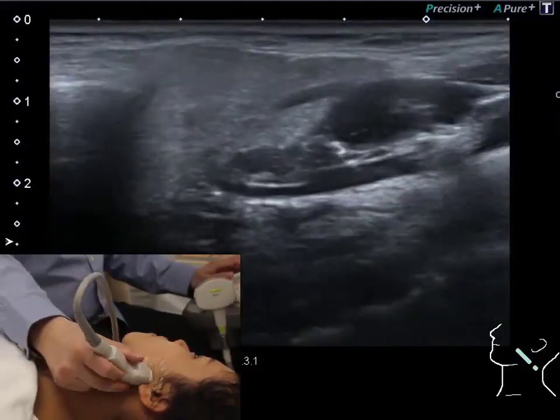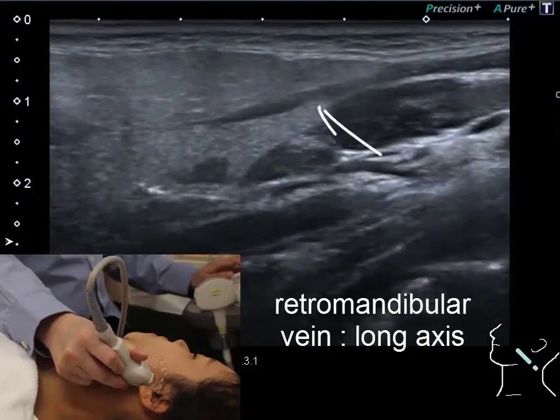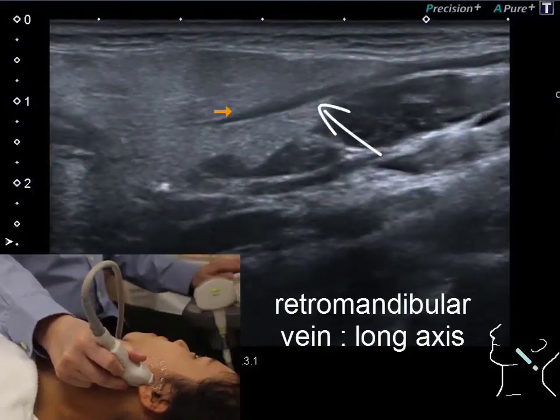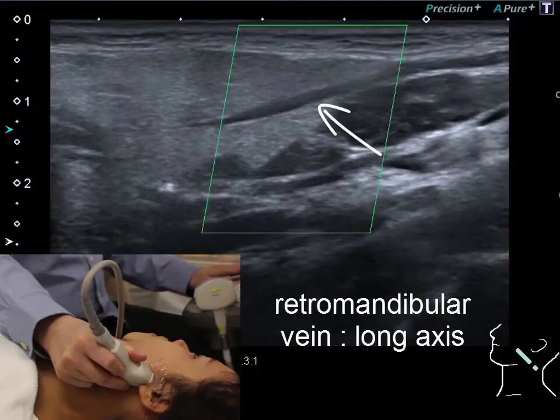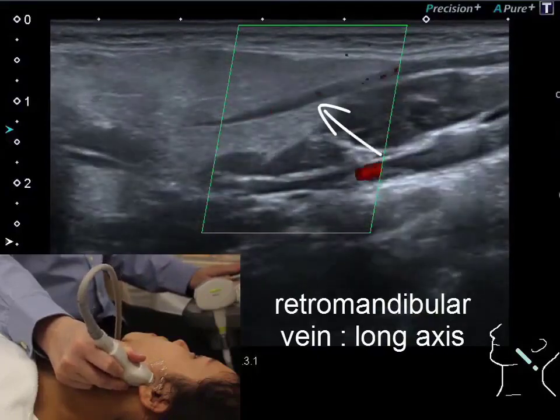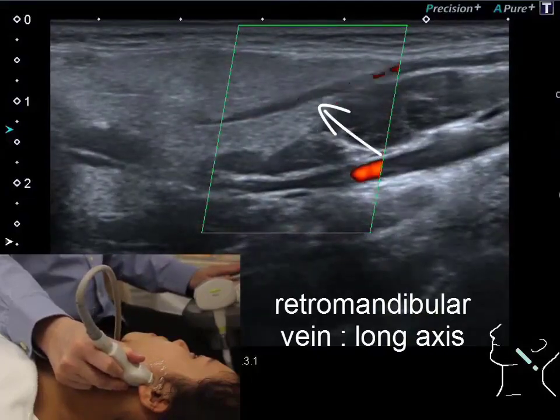Next we move the probe parallel to the angle of the mandible, the ramus of the mandible, like this. We can observe the retromandibular vein in long axis. And this confirms it is a vein and drains into the external jugular vein.